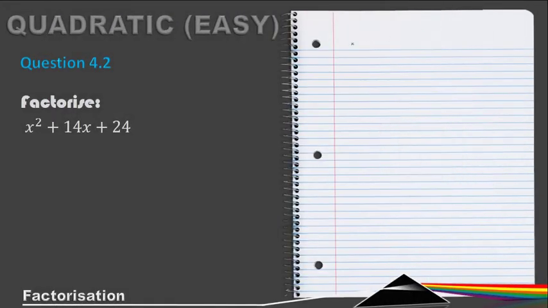Question 4.2. x squared plus 14x plus 24. List the factors of 24. 1 times 24, 2 times 12, 3 times 8, and 4 times 6. So I want to get 14. Now to get 14, we can say plus 2 and plus 12. So that gives us plus 14. So we have x plus 2 and x plus 12.